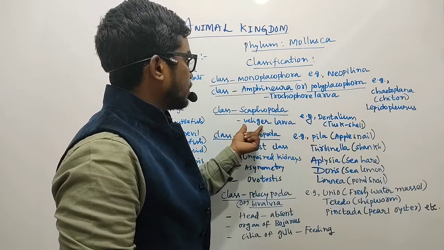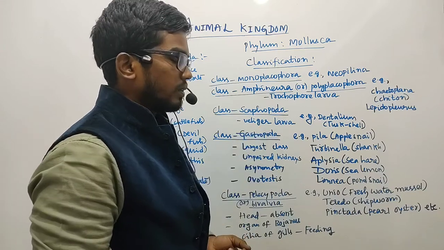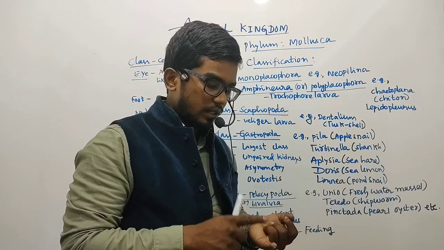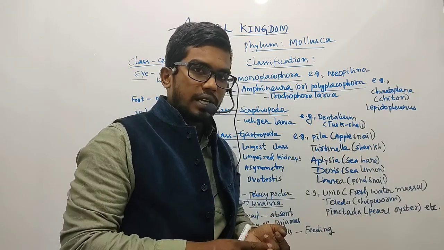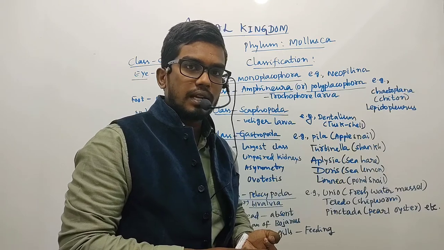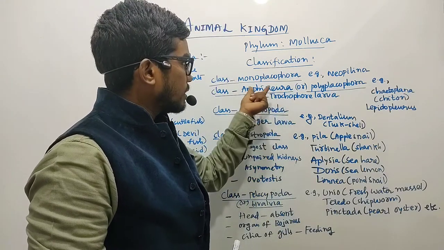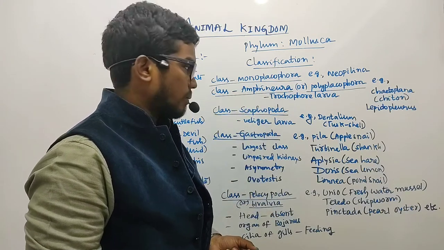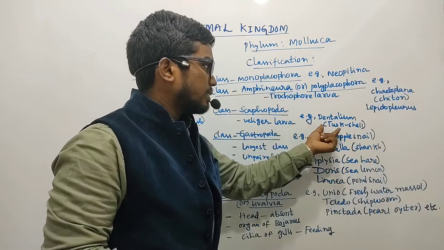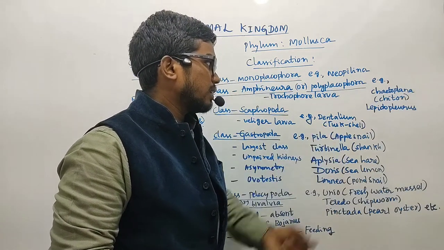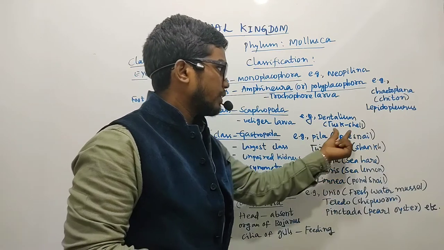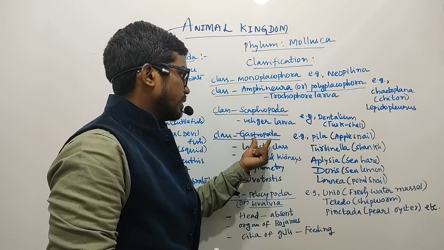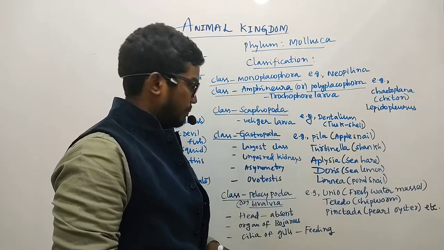Here they show veliger larva. I have told you 3 types of larva are shown by the molluscans. One is the trochophore larva, second is the glaucidium larva and the third one is the veliger larva. Trochophore larva is shown by Amphineura, veliger larva is shown by Scaphopoda. The example can be given as Dentalium, or it can also be referred to as tusk shell. Next, the fourth class we have here is Gastropoda.